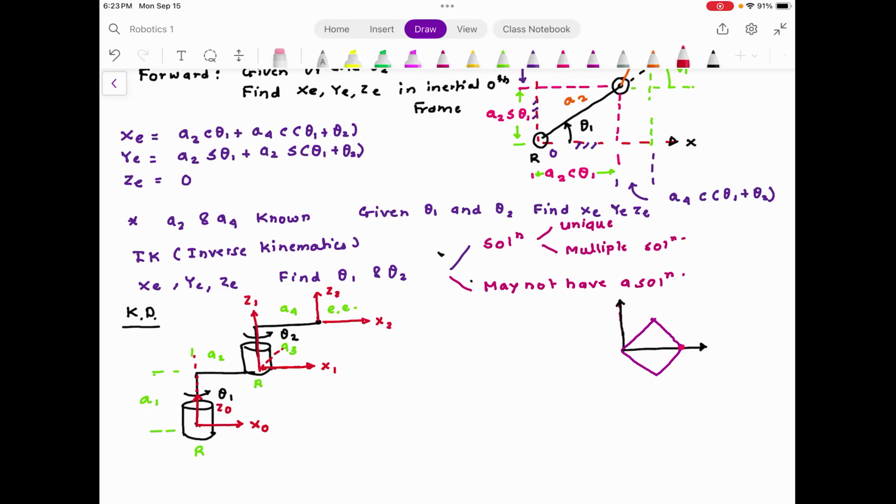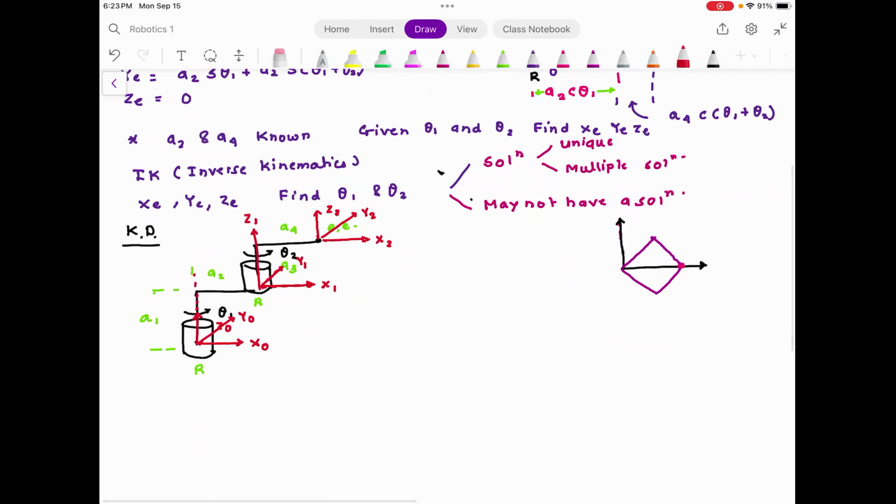Now I have to complete the triad. So the triad is y0, y1, and y2. Do you agree with me? This is the first and most important step. If your axes are not aligned with the sign convention, your forward kinematics would go wrong.